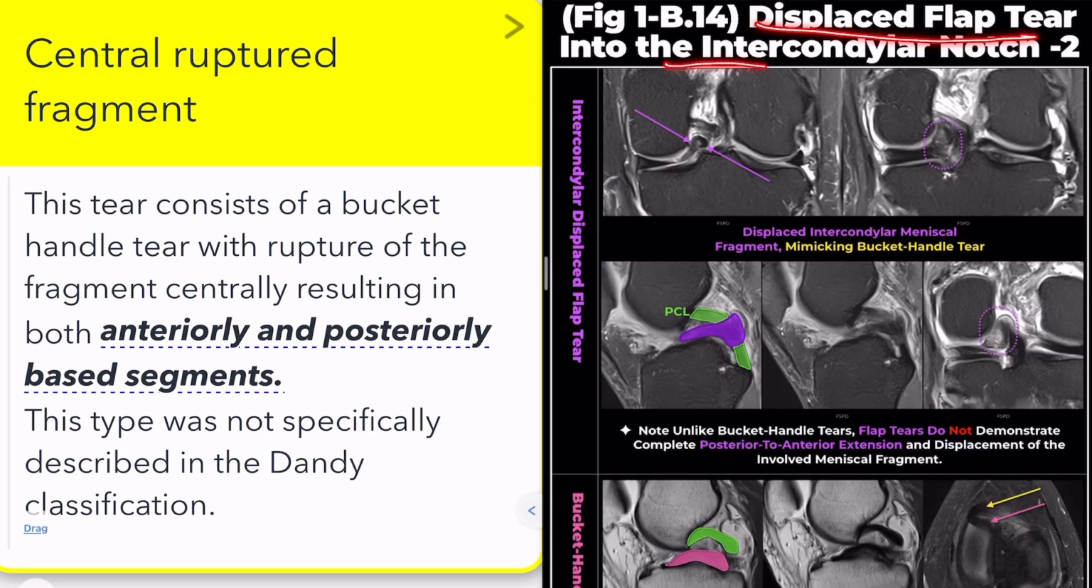For comparison, this patient had previously presented with a large flap tear that was displaced into the intercondylar notch, resembling a bucket handle tear.